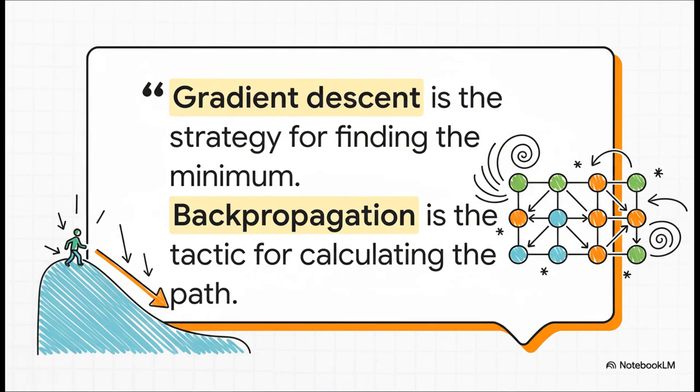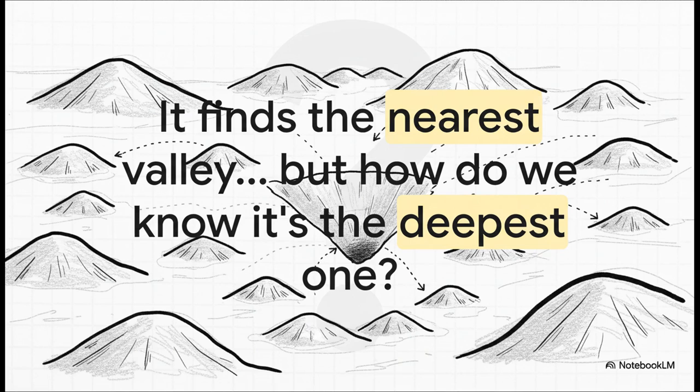So if you only remember one thing from this whole explainer, let it be this. This quote sums it up perfectly. Gradient descent is the strategy. Our big plan is to always walk downhill, and backpropagation is the tactic. It's the brilliant, efficient method we use to figure out which way downhill actually is at every step of the journey. And that leaves us with the final big thought.